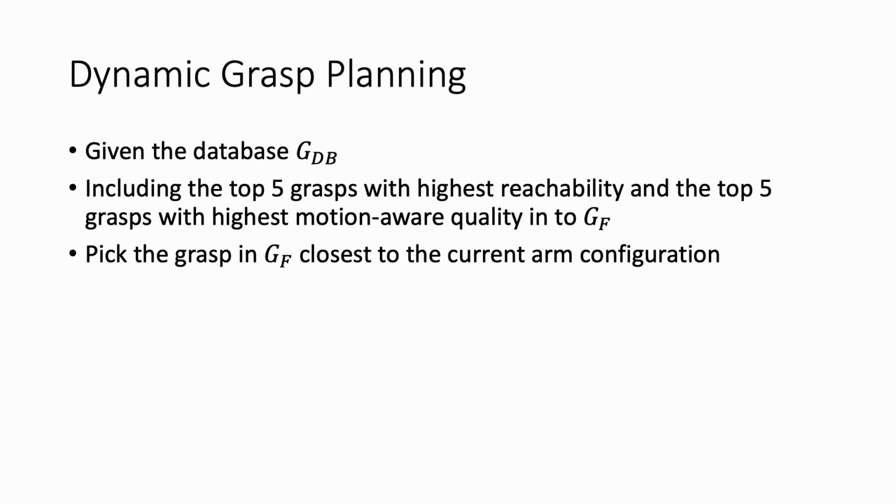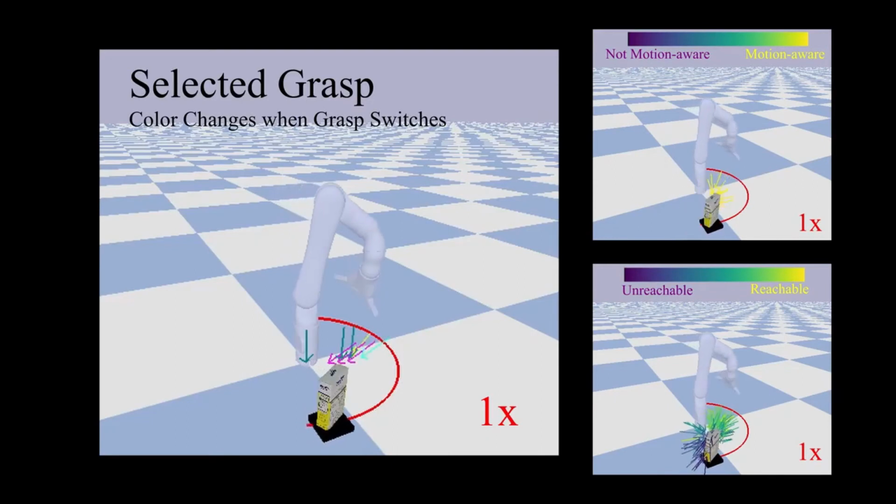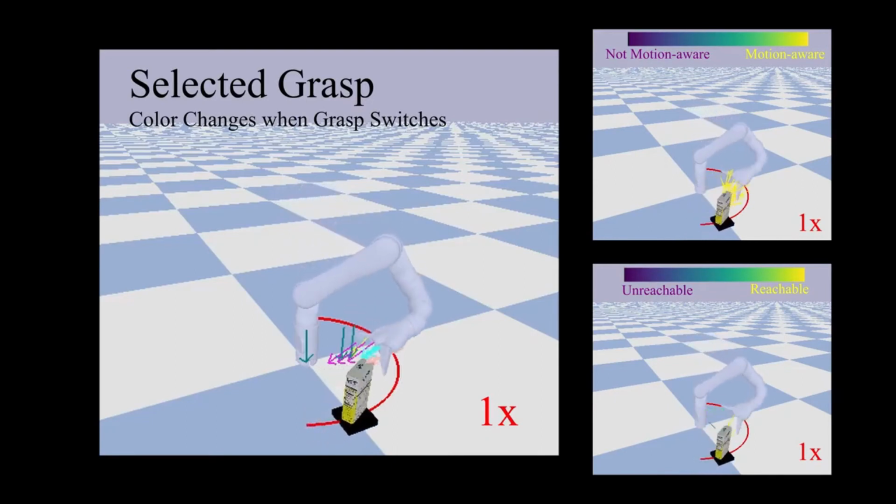We also tried a bunch of other ways to combine the two functions, including using a weighted combination of these two values. But experimentally, this method works the best. This video demonstrates the grasp planning pipeline. On the left, we plot the final selected grasp from our database. When a grasp switch happens, we use a different color. On the right, we visualize the reachability and the motion-aware quality.